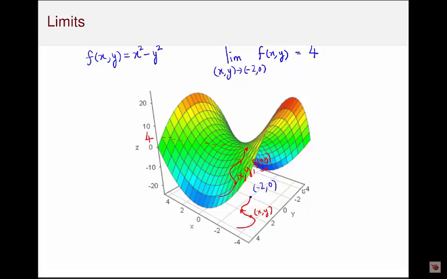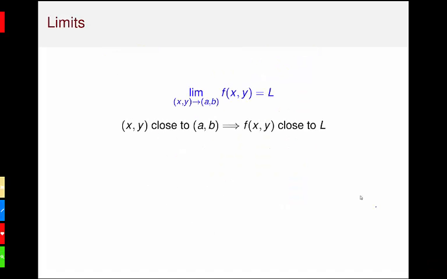This is true for any path that we pick as long as it approaches (-2, 0). So let's say we have another one here that goes this way, then there will be a corresponding path on the surface that eventually gets closer and closer to this point given by the limit.